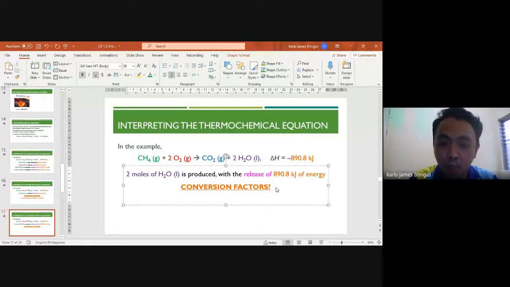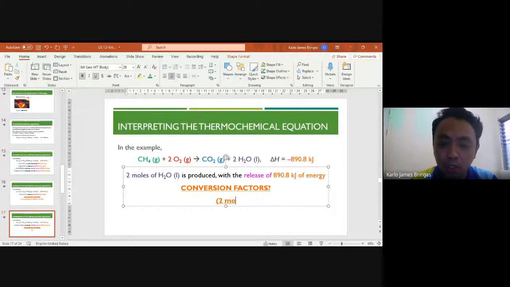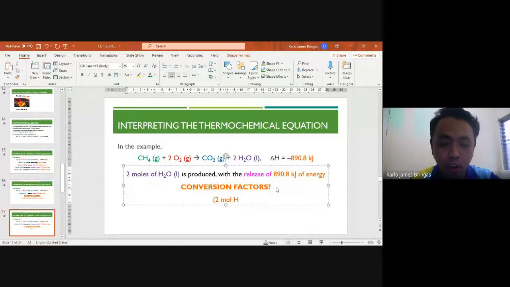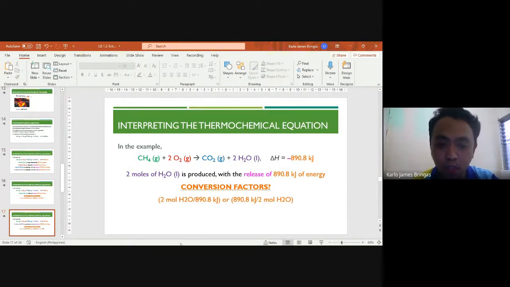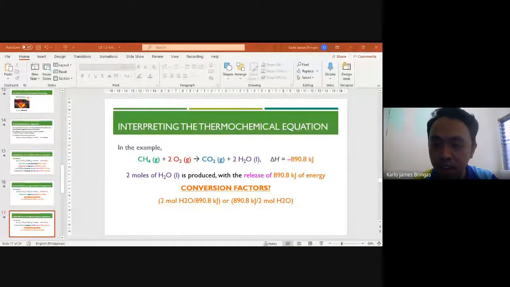So typing that up, we now have, so one conversion factor would be 2 moles of the water for every 890.8 kilojoules of energy, or we can also state that we have 890.8 kilojoules of energy for every 2 moles of water. Thank you for your answers, Yisha, Sandra, and Chelsea.